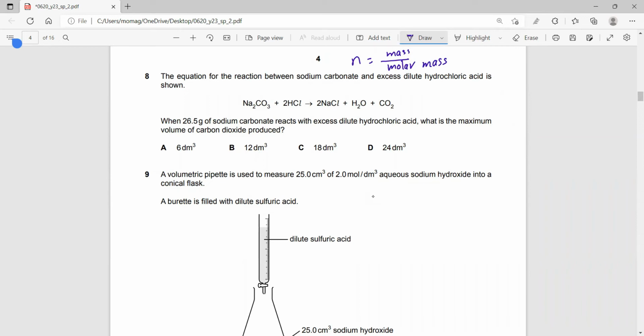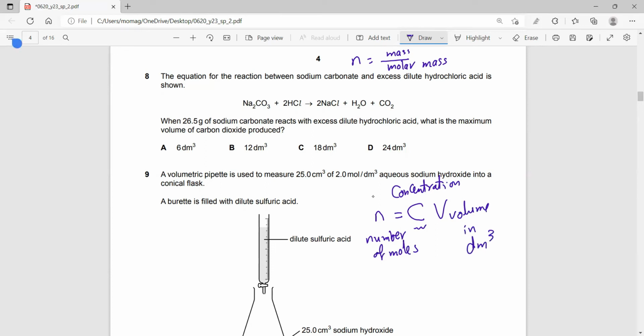Here we have another equation about solutions, which is n = CV. N, again, is number of moles. C is concentration. And V is volume of solution in decimeter cube.